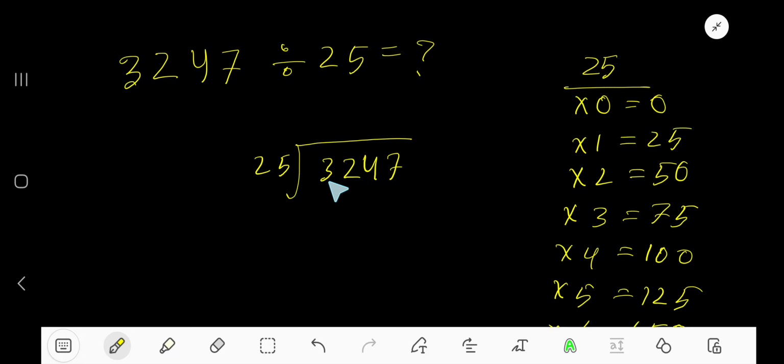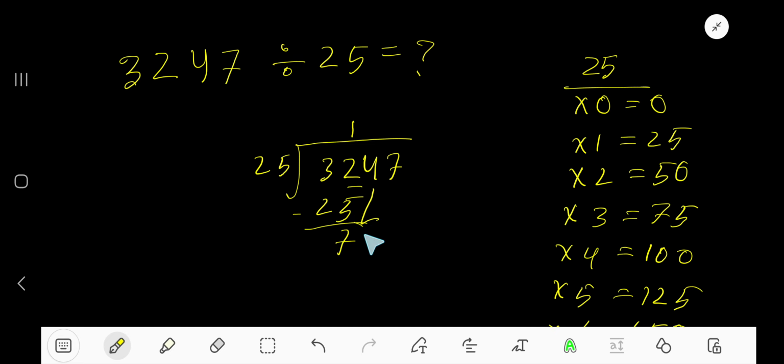25 goes into this 3 how many times? Actually 3 is less than 25, so consider up to the next digit. So 25 goes into 32 how many times? 2 times is 50, which is greater, so 1 time. The quotient will come over the last considered digit. Here 1 times 25 is 25, subtract, you are getting 7.